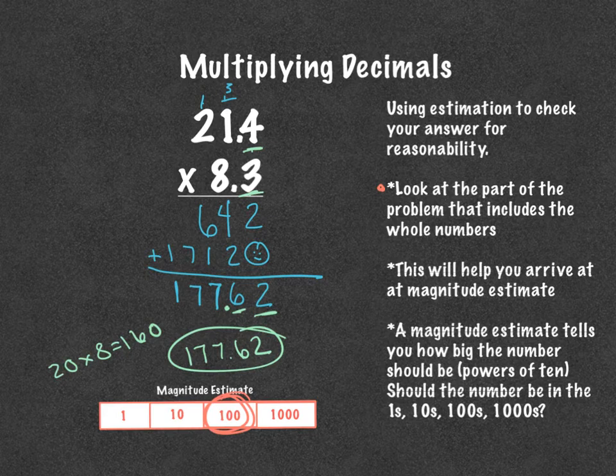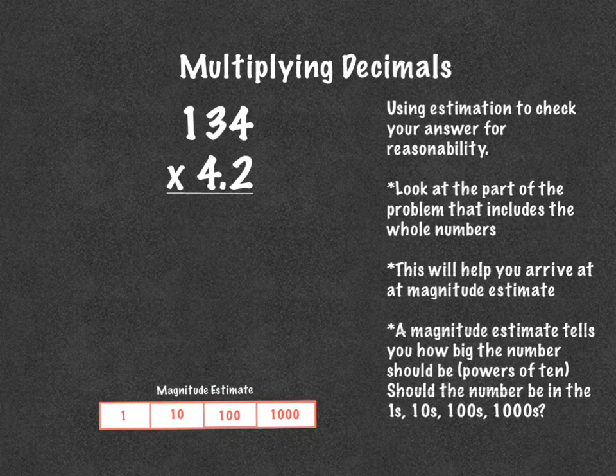Okay, let's try one more problem. So we're going to check for reasonability first and get our estimations set up so that when we are done, we can see if our answer is reasonable. So again, we're going to look at our numbers that are whole numbers. So I have 134 times 4. Goodness, I got carried away there. And we can even round this down to 100 times 4. So this is going to be about 400, which will put us in the hundreds space for the magnitude estimate. Okay, and now we're ready to multiply.